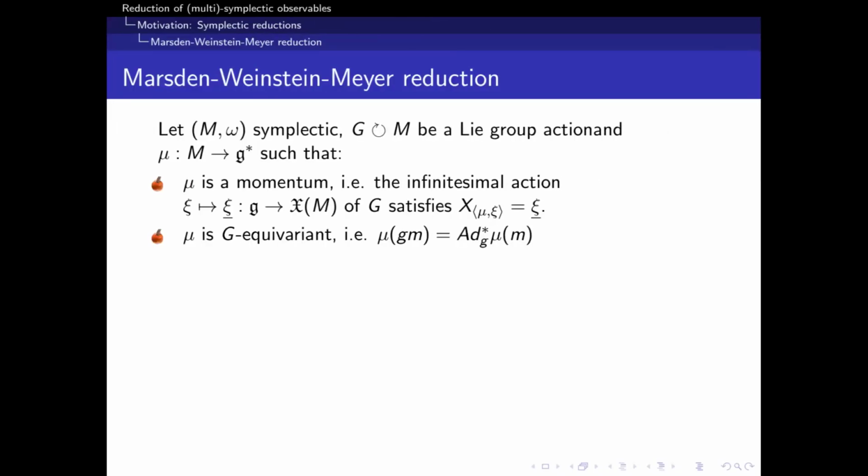And then we also require it to be G equivariant, where on the side of G star, we take the co-adjoint action.